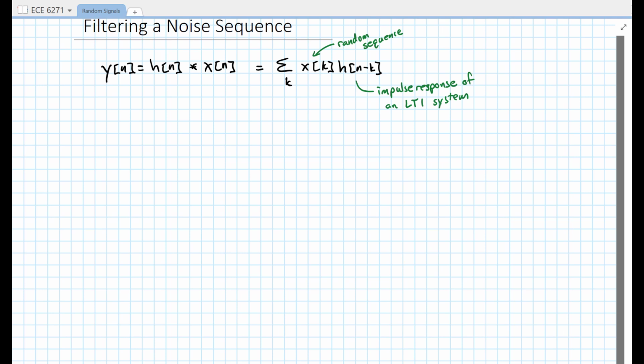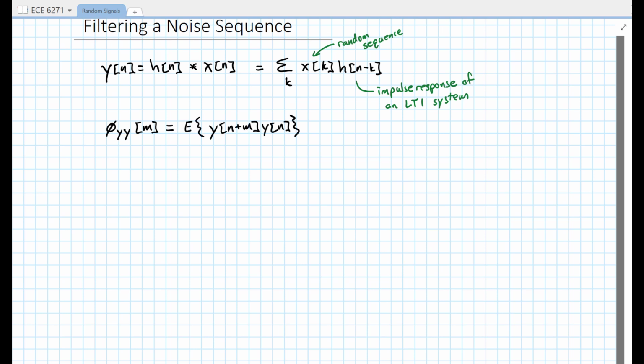Here once again we have x as our random sequence, h will be the impulse response of the filter, and k is summed over minus infinity to infinity. That makes things a lot easier going forward. Well, now the question is, what happens to the statistics of x when we filter them? In other words, what does y look like?